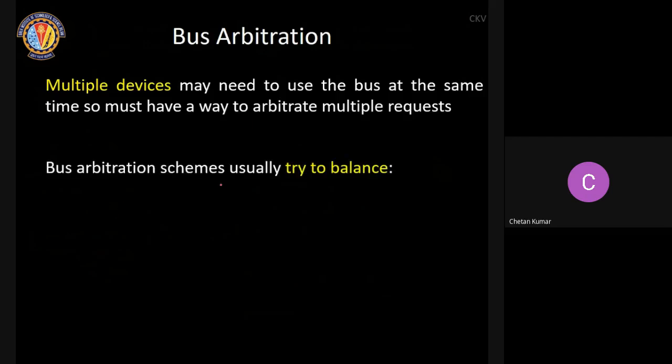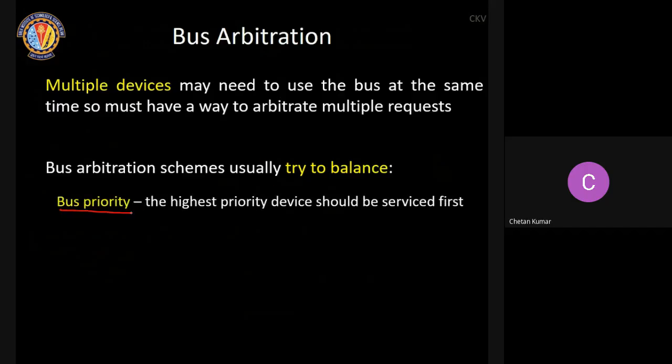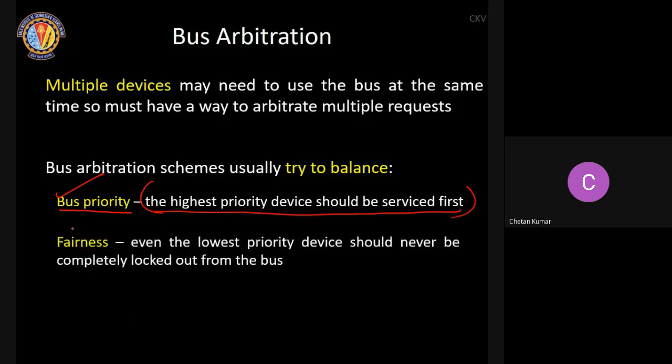Okay, so there are many bus arbitration schemes. They should try to balance two things. One is called bus priority, meaning the highest priority device should be serviced first. That is what is meant by maintaining bus priority. But there is another thing that is also important. The other thing is fairness. Even the lowest priority device should never be completely locked out from the bus.